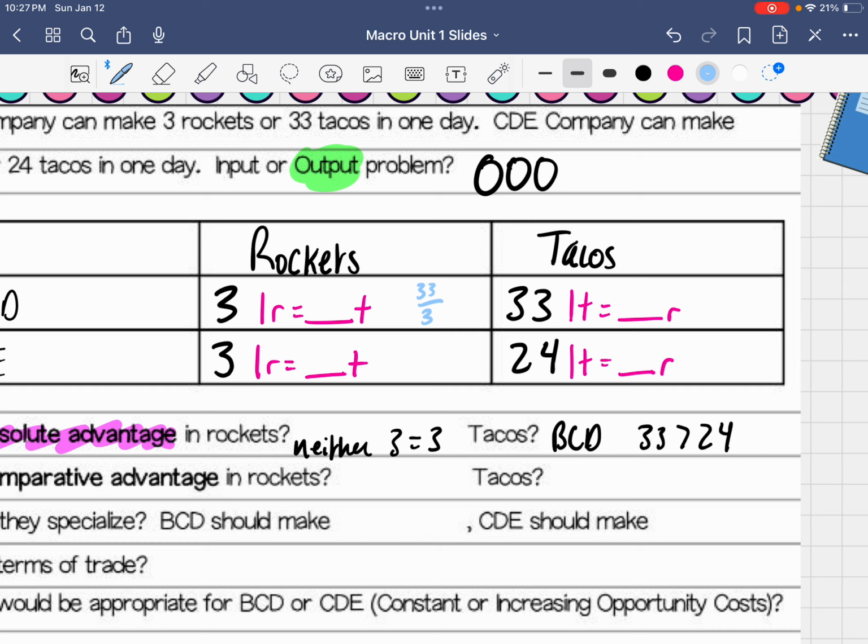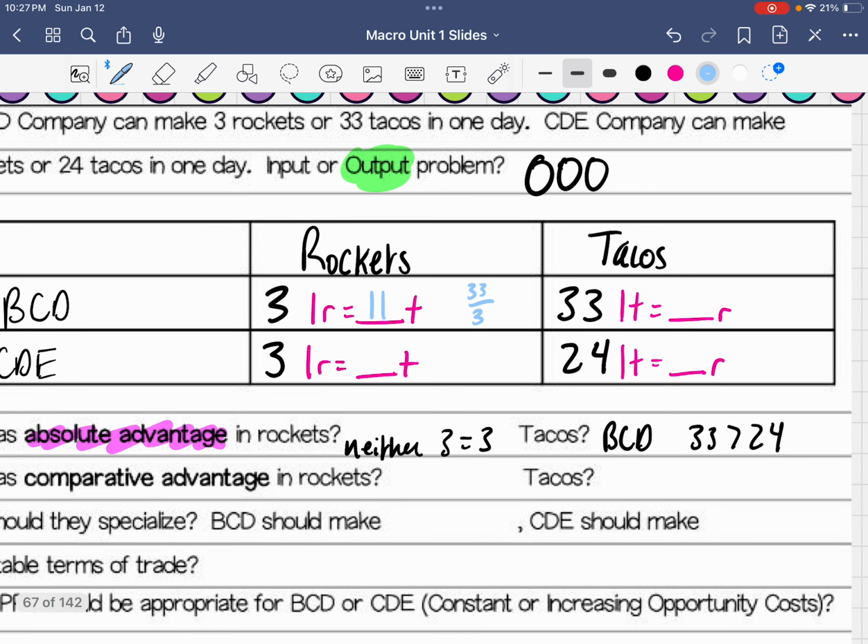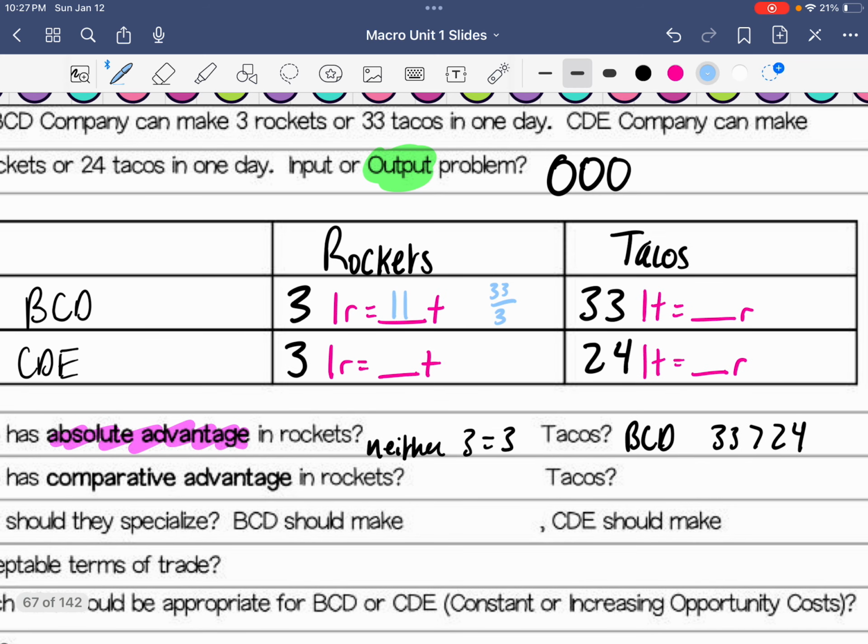And if you remember properly, remember I told you that over here is going to be the reciprocal. But let's simplify that real quick. 33 divided by 3 is 11. So that means that in BCD country, the making of 1 rocket is the same time, energy, and resources as making 11 tacos. Now, let's do the opposite. Other goes over. So we're going to do 3 over 33. And notice how they are reciprocals of each other. They're opposites. 3 over 33 is 1 over 11. Beautiful. Or 0.11. So that's fine and dandy.